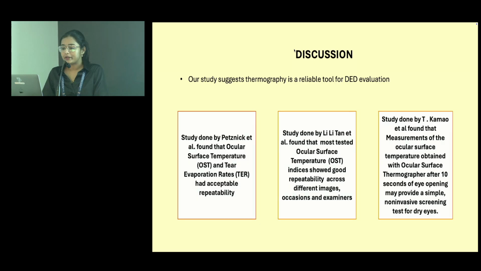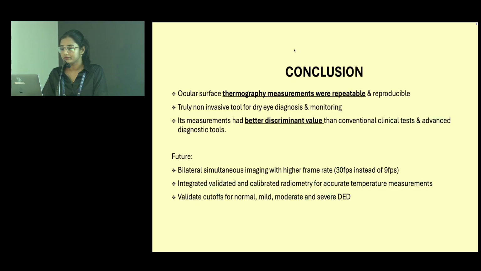Earlier studies done by Petsnick, Lilitan, and Kamau reported good repeatability and clinical value of OST. Our study agreed thermography is a reliable tool for dry eye disease evaluation. So, ocular surface thermography measurements were repeatable and reproducible. It is truly non-invasive tool for dry eye diagnosis and monitoring. Its measurement had better discriminant value than conventional clinical tests and advanced diagnostic tools.